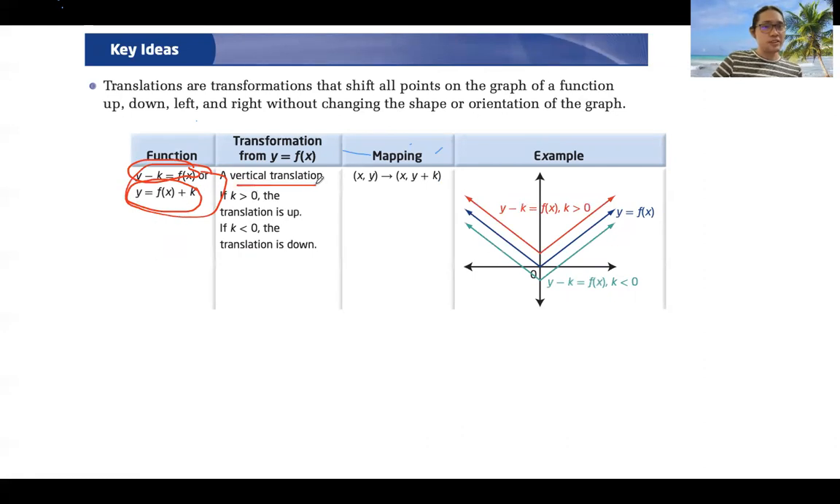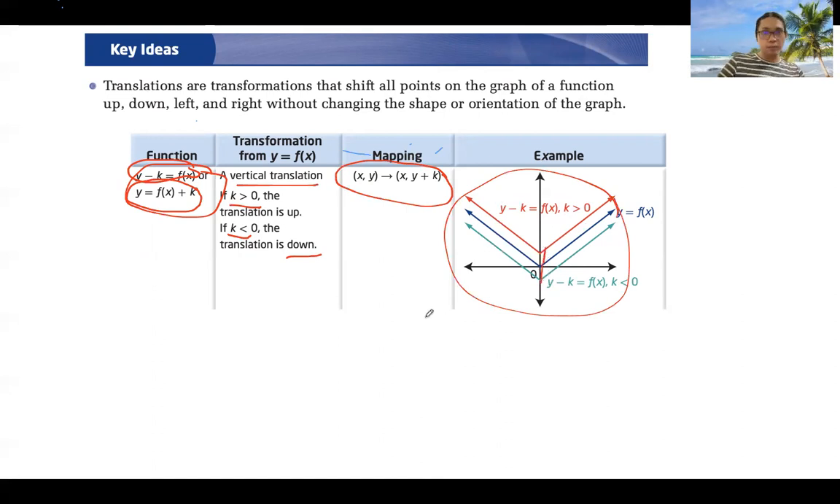So for the vertical translation, if k is greater than 0, then it moves up. If k is less than 0, it moves down. Simple as that. This is its mapping notation form. And this is an example. As you can see, it moves up and it moves down, showing movement along the y-axis for vertical translation.